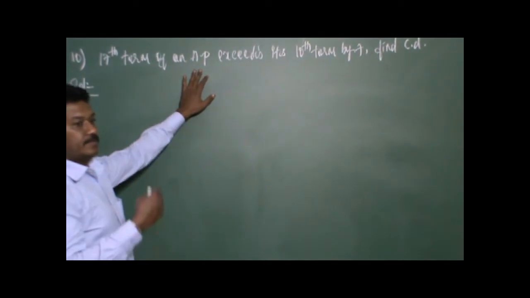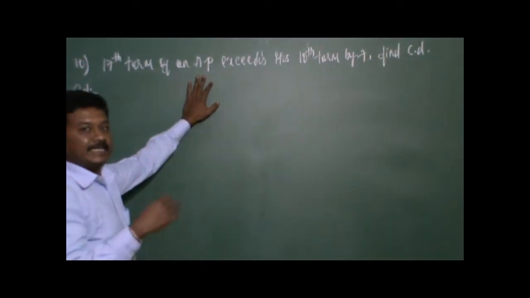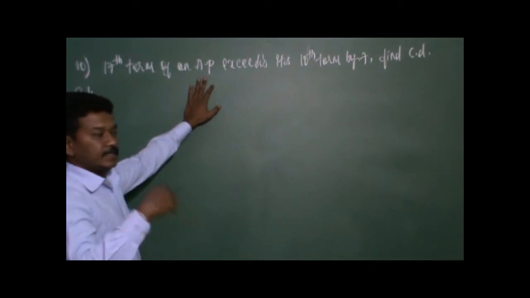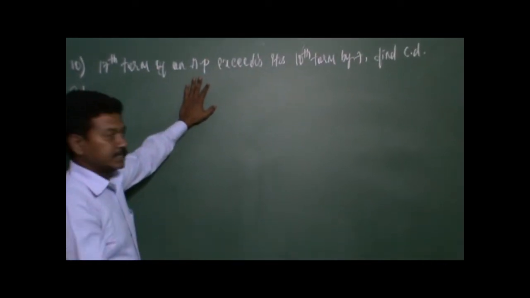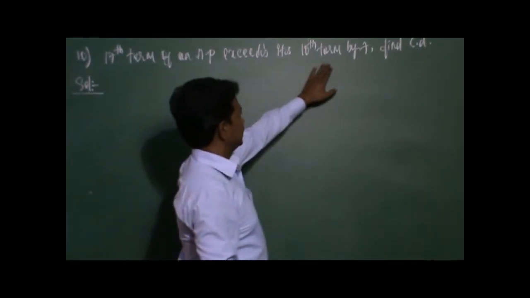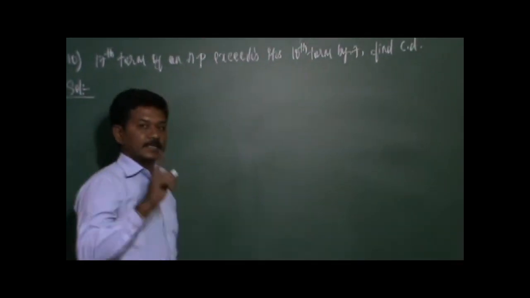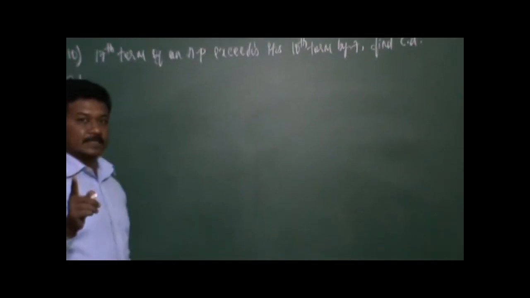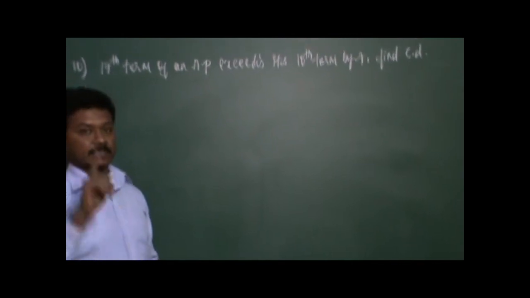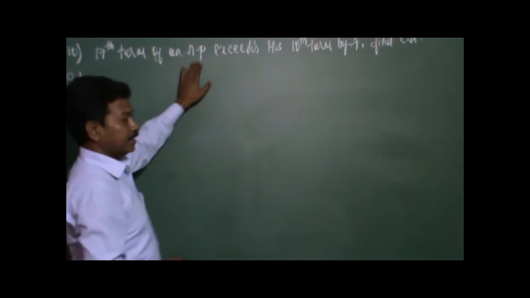17th term of an AP. So he's telling something about the 17th term of an AP. We do not know the AP, but he's telling something about the 17th term: it exceeds its 10th term by 7. So that's the relationship between the 10th term and 17th term. He has given a relationship between the 17th term and the 10th term.